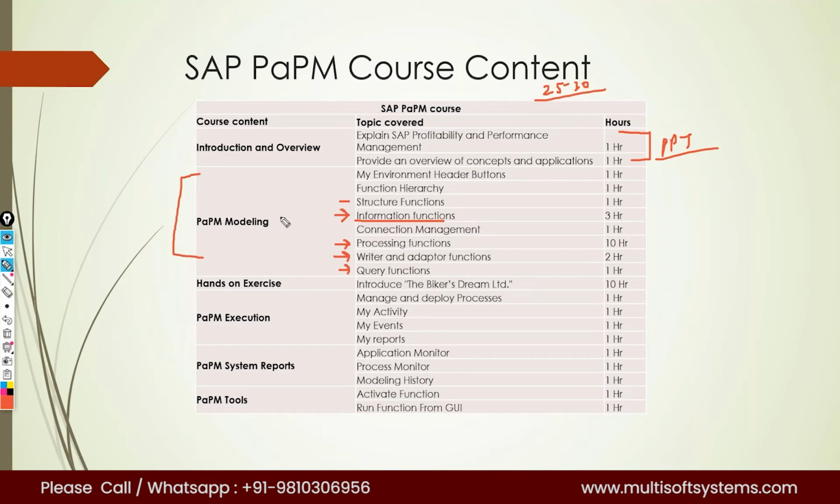So in modeling, I will explain each function individually first, meaning how to bring data into PAPM. There are different information functions that we will discuss individually. Then we'll see what the processing functions are. For example, calculation, allocation, derivation, those kinds of functions are available. I will show everything in the system. So this will be in the system.